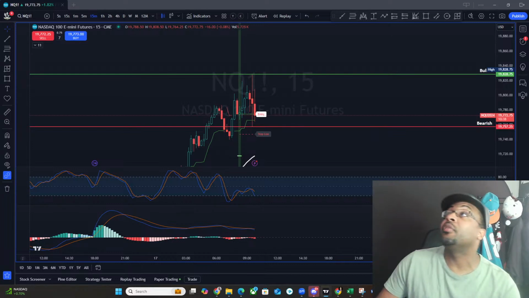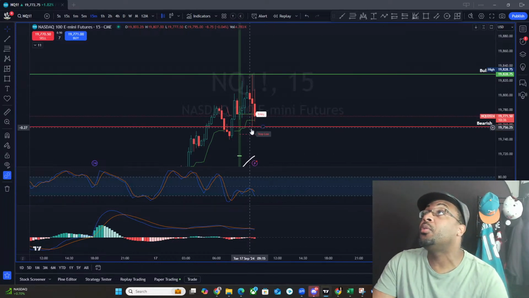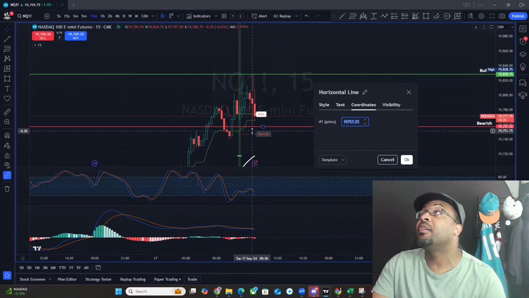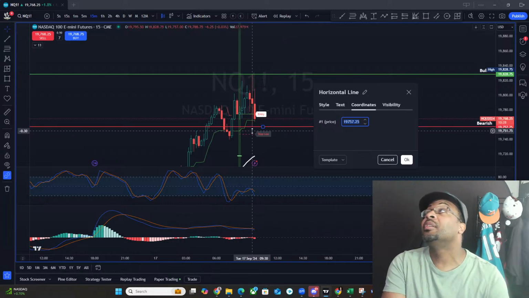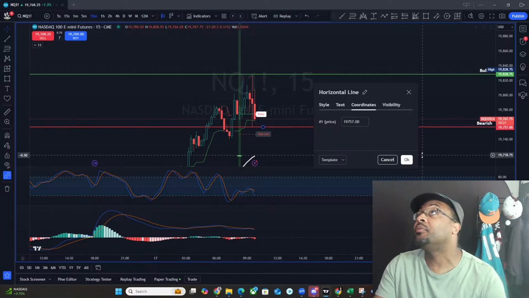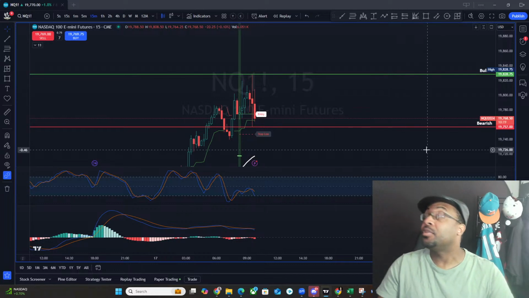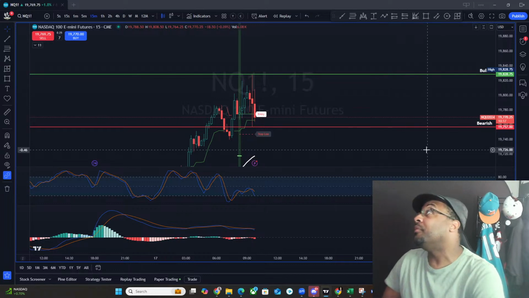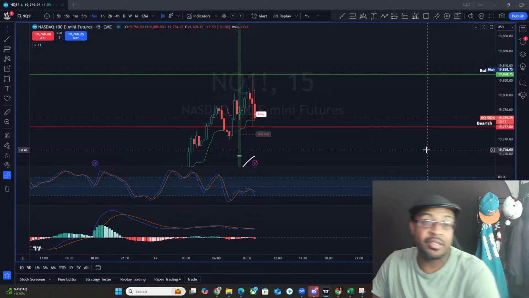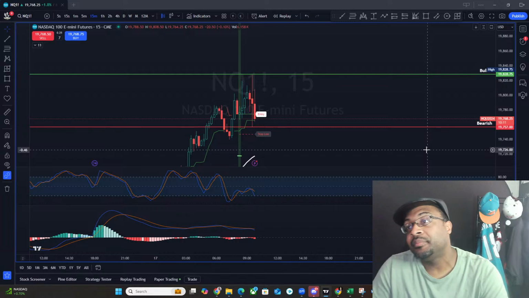What we're looking for is a close below, and make sure I got my level right this time. Just double click that. All right, our low is 19,757 on the dot. That is what we're looking for, a close below there. So we'll be bullish above 19,828.75, and we'll be bearish at 19,757.